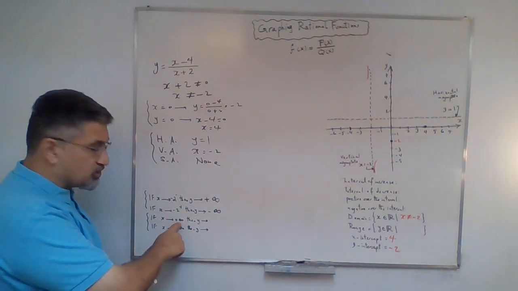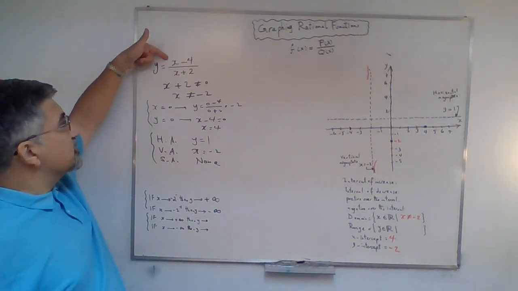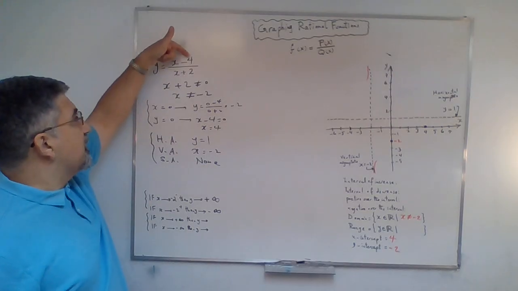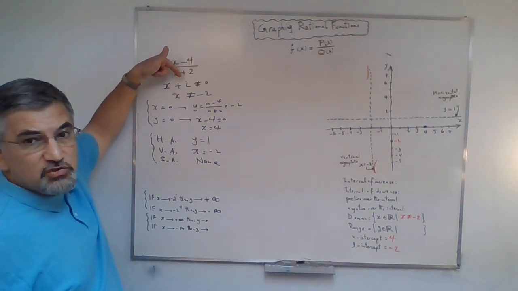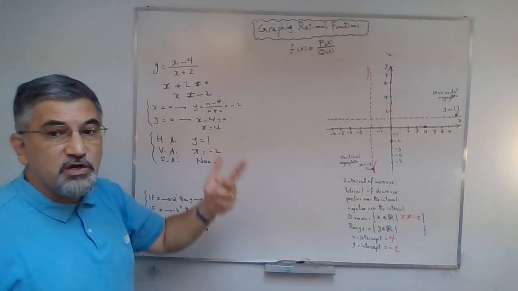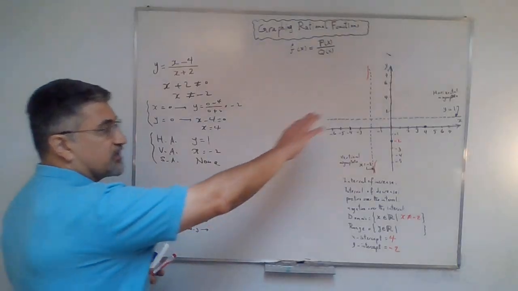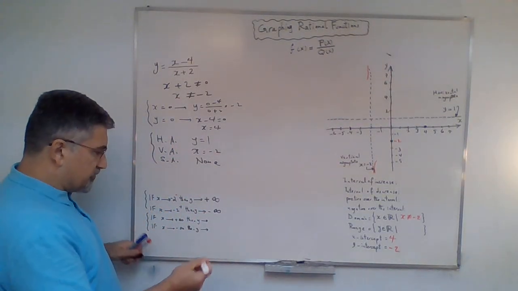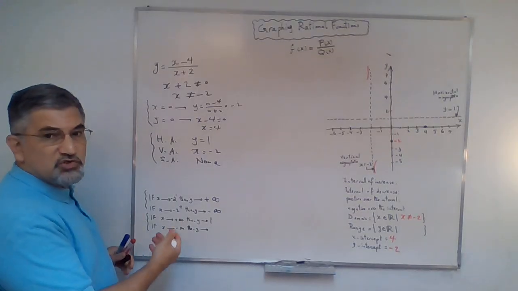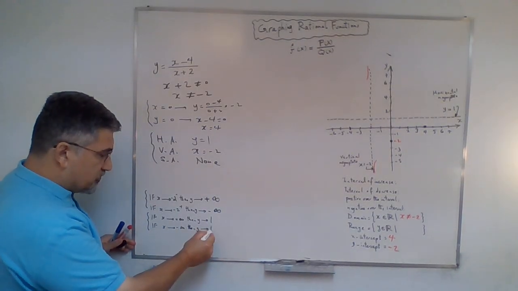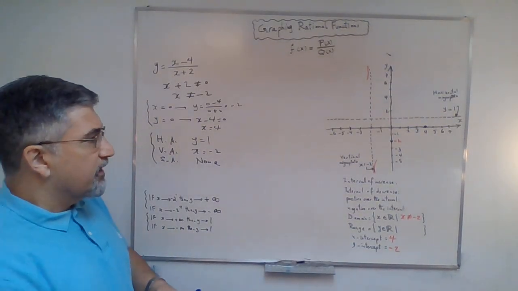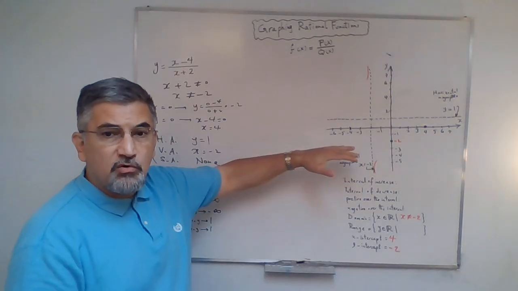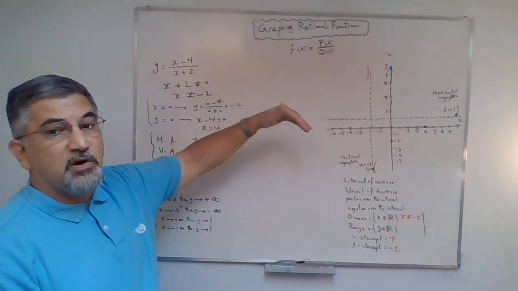Okay, and then what happens for the end behavior? What happens if x approaches positive infinity? So imagine if x is like 10 million. So 10 million minus 4 divided by 10 million plus 2 is going to be roughly equal to what? So on the right-hand side, if x approaches positive infinity, y is going to approach 1. And even if x approaches -10 million, again, y is going to approach 1. It's just that in one case, it's going to approach 1 from below. In the other case, it's going to approach 1 from above.